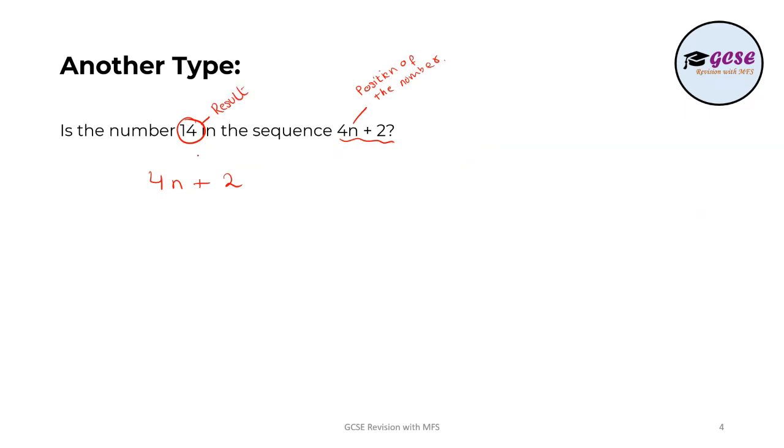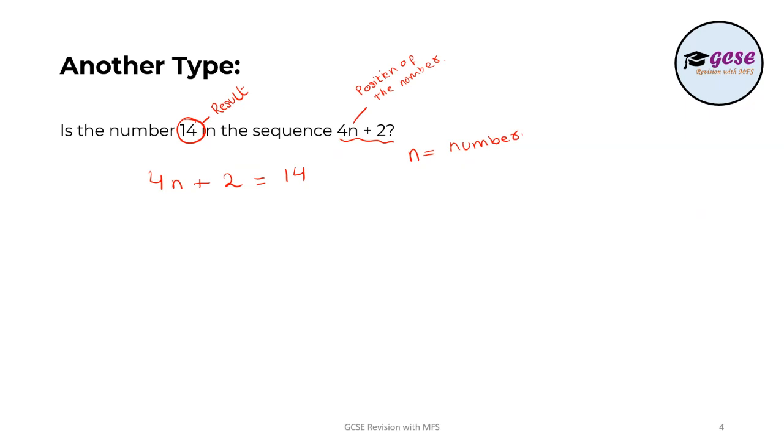So 4n plus 2, that should equal 14 because we're asked, is that number in this sequence? So we're given the final result, but we're not given the position. The position of the number is what we need to find out. So this is a bit of algebra over here. All we need to do over here is to make n equal to a number.